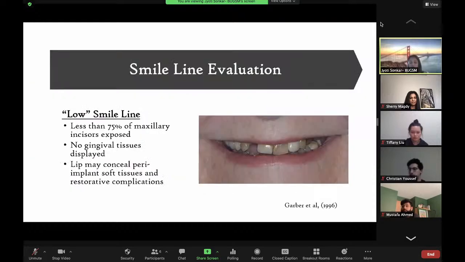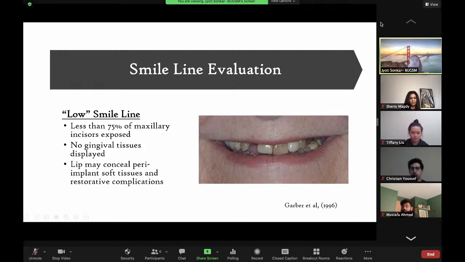So after you evaluate the patient's type of smile, you want to also evaluate where the patient's lip line is when they're smiling. Now, in a Duchenne smile, when the patient is smiling, you want to understand where the lower border of the upper lip line has been placed. So in this situation where you describe a patient as having a low lip line, that means that the border of the lip is lower, where you barely have up to 75% of your front teeth shown, and there is no gum tissue at all.